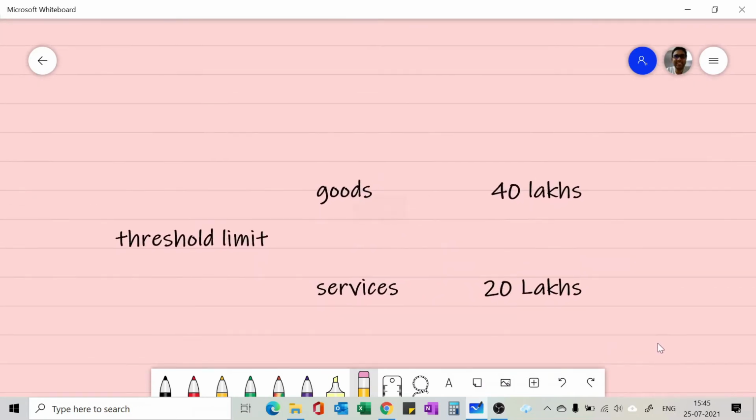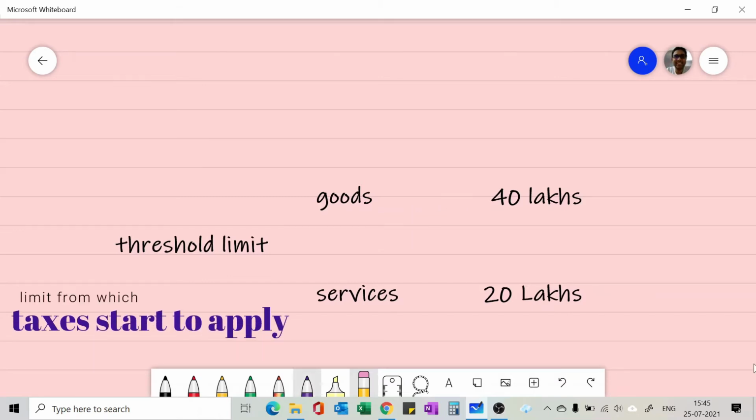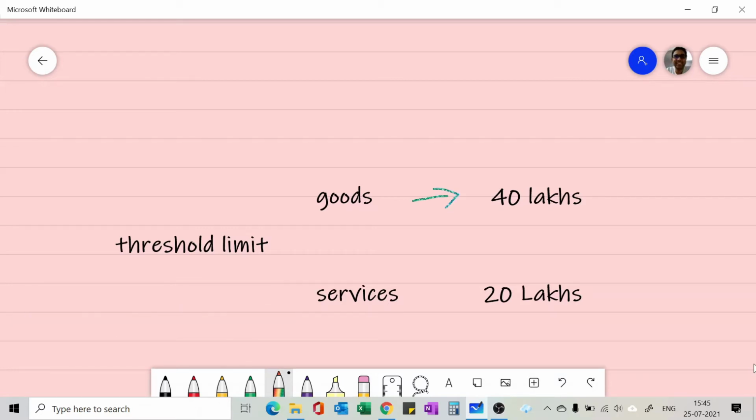The threshold limits are nothing but the limit after which the tax becomes applicable. Let us say a person is selling goods: from 0 to 39 lakhs he need not pay GST, and after 40 lakhs he should start paying GST. For services it is 20 lakhs. So 0 to 19 lakhs he need not pay, and after that it starts applying. After that, the entire tax will apply.